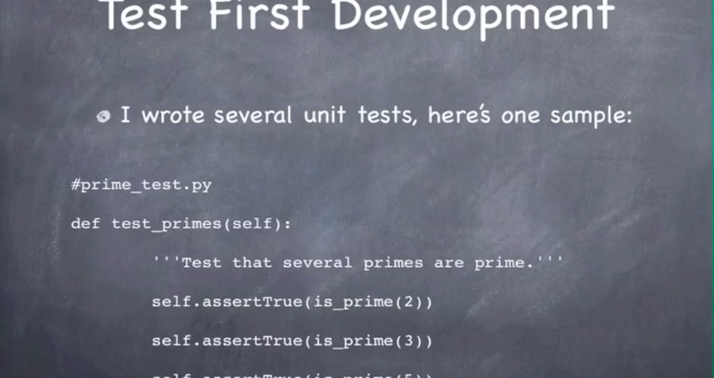So I wrote several tests to test this function. Here's one example. This is called test primes. We assert that the isPrime function, when passed 2, will return true. Similarly for 3 and 5, because 2, 3, and 5 are all prime numbers.